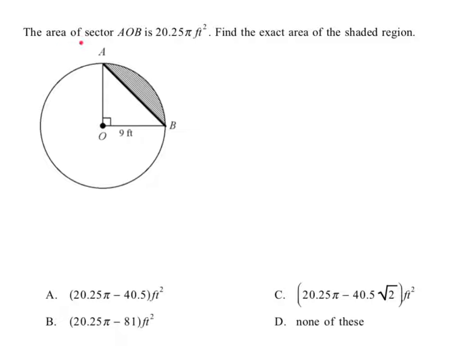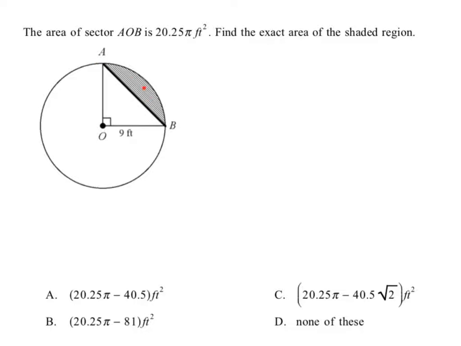The area of sector AOB, this 90-degree portion of the circle, is 20.25 pi feet squared. It makes sense because the entire area is pi times the radius squared, and the radius squared is 81, so 81 pi. And since this is a fourth of the whole circle, this is a fourth of 81 pi. So that's what this sector has for an area.